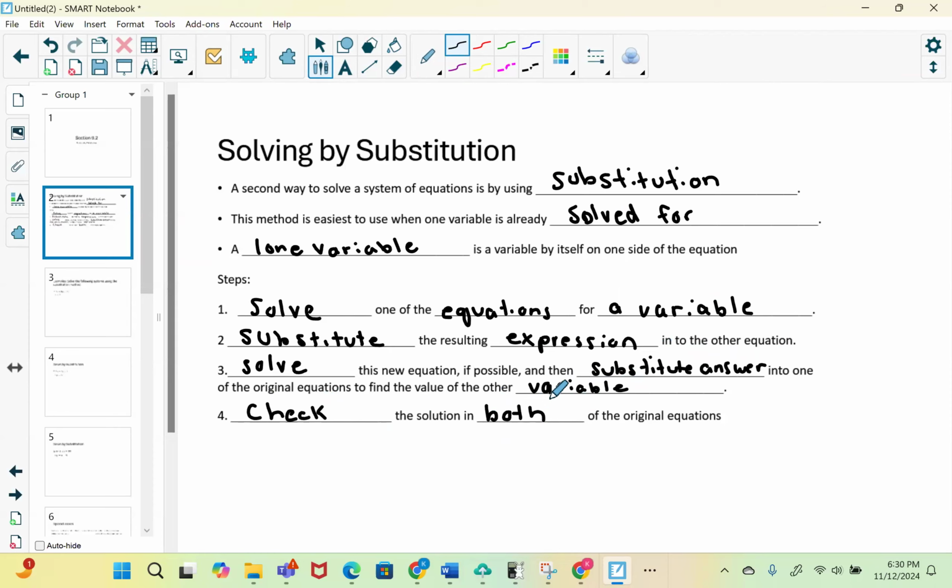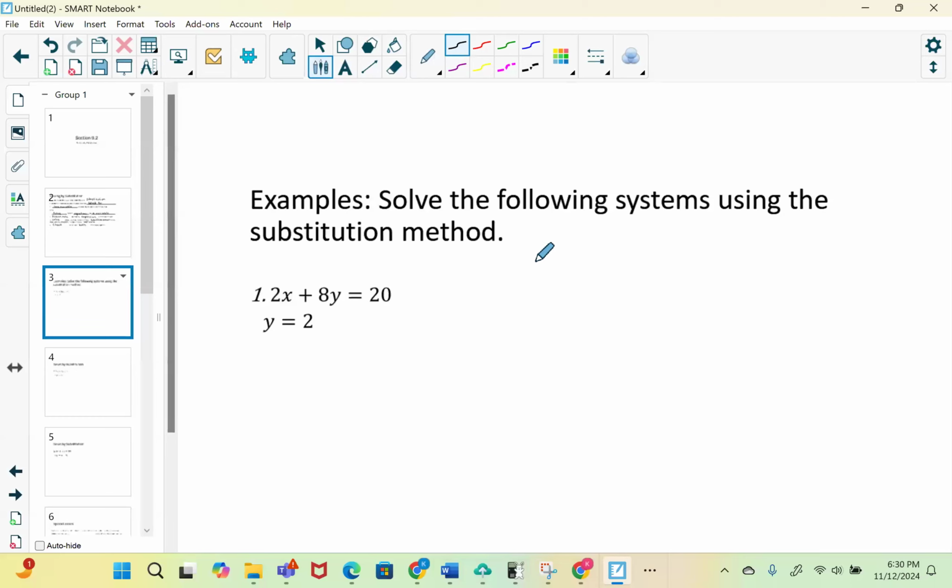Okay. So we're going to start kind of easy and then work up from there. So for our first example, we want to solve the following systems using the substitution method. So we have two equations, 2x plus 8y equals 20, and the second equation, y equals 2. So since we already know y equals 2, y is already that lone variable, and we want to pick this equation, and we don't have to do step 1 because y is already by itself. So then what we do is we substitute what y equals, which is 2, into this equation. So instead of y, we put 2.